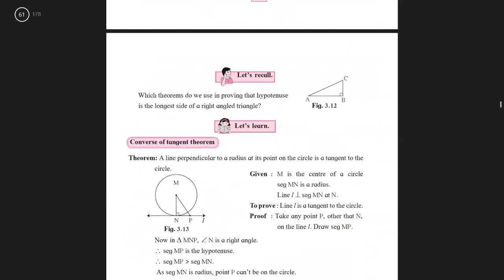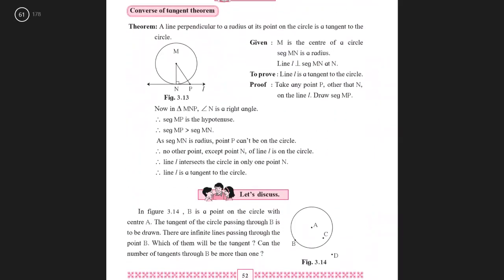Now the converse of this theorem, again here you just need to write the statement, no need of the proof. A line perpendicular to a radius at its point on the circle is a tangent to the circle. So if you have a line L which is perpendicular to the radius of a circle, it means it is a tangent to the circle. So that's the converse.